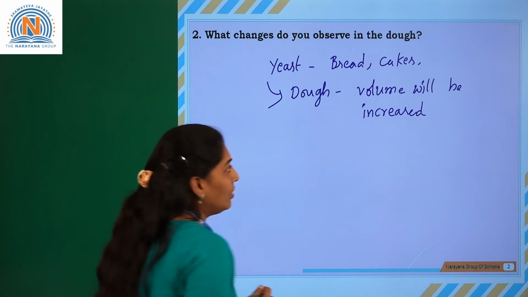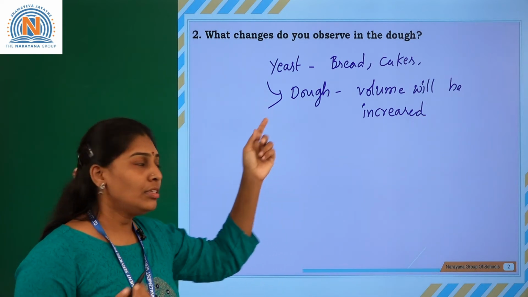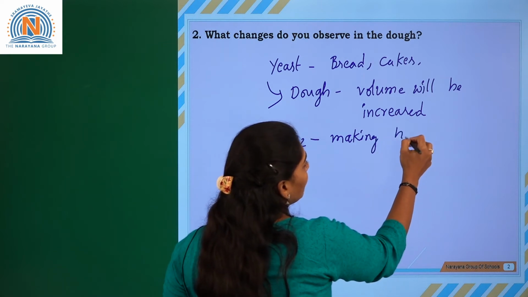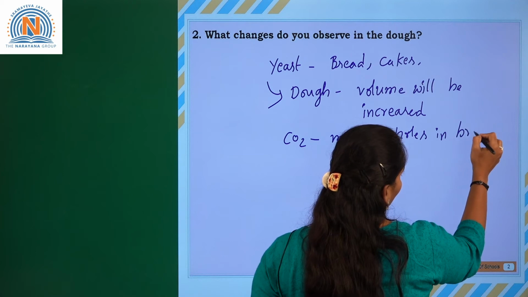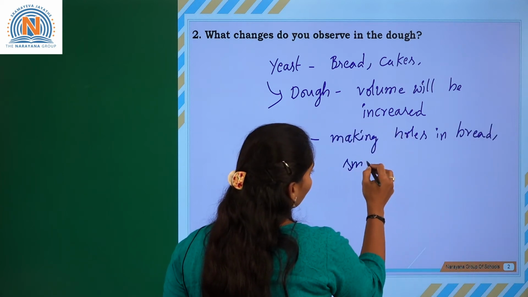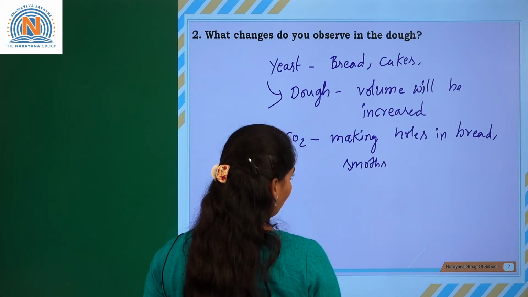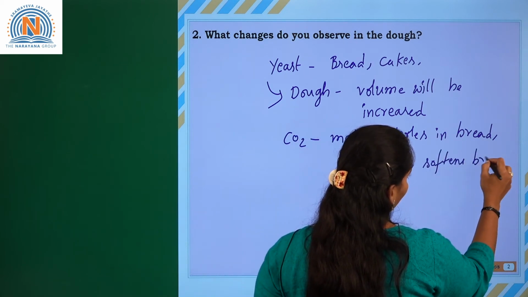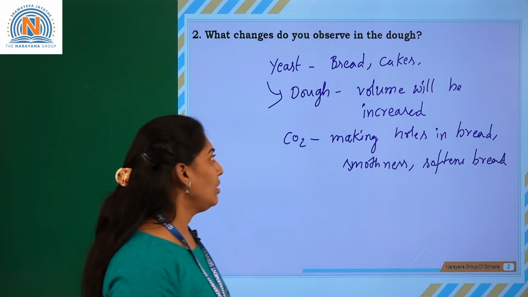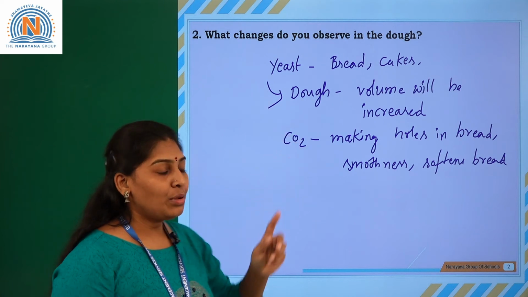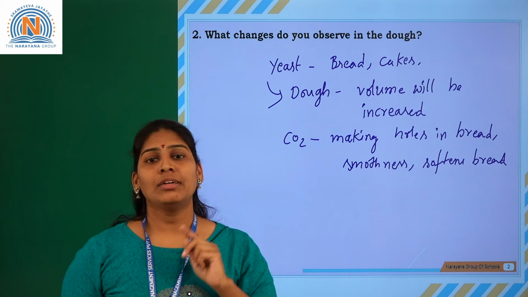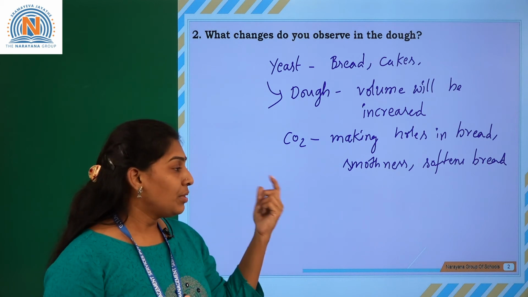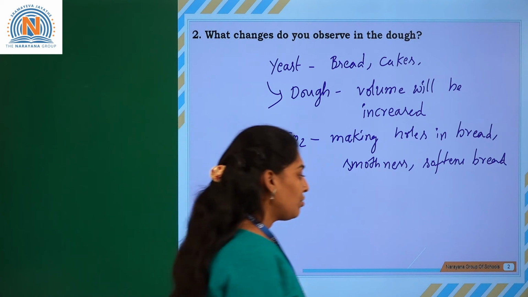This is because the yeast produces CO2, which is responsible for making holes in the bread and softening the bread. So these are the changes we see: by adding yeast to the dough, its volume increases, and the CO2 produced by the yeast causes the holes and air gaps that we can see in the bread, and it also gives a taste. Okay, so let us go for the next question.